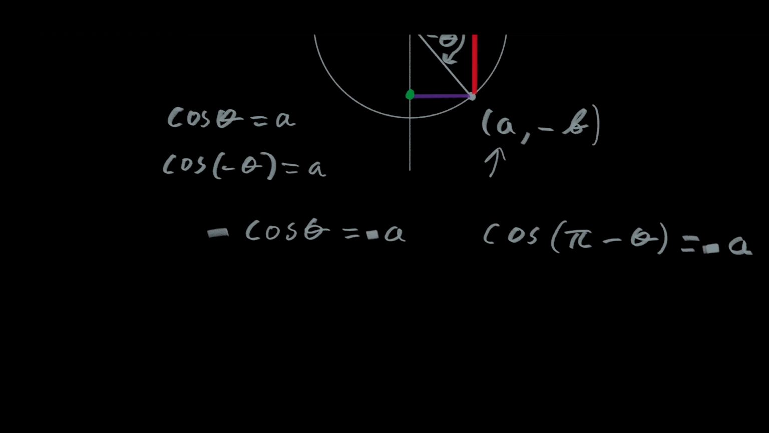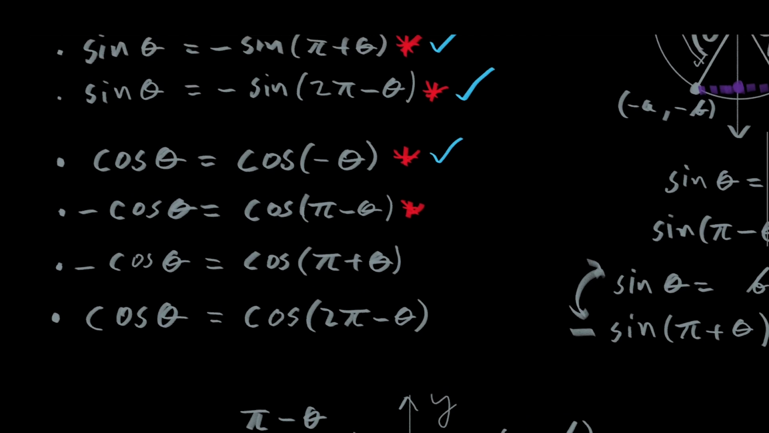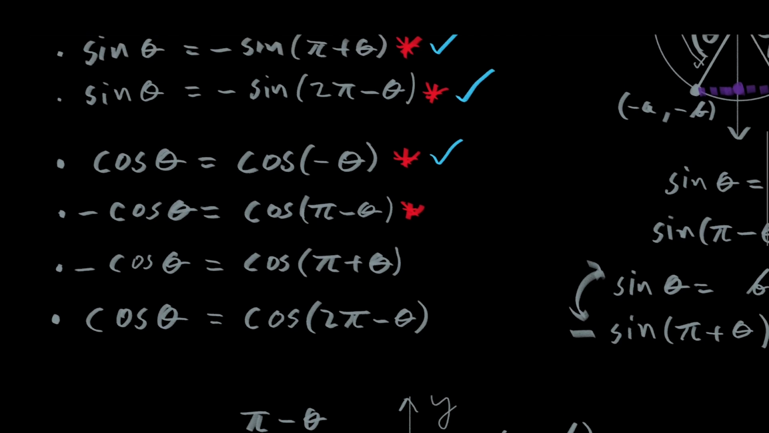All right, and now we see that since they're both equal to negative a, the negative cosine of theta must be equal to the positive cosine of pi minus theta. So now that takes care of this one. All right.